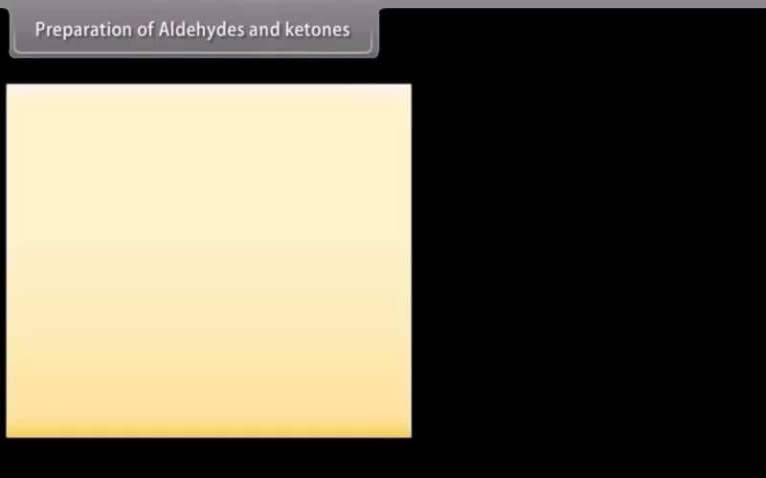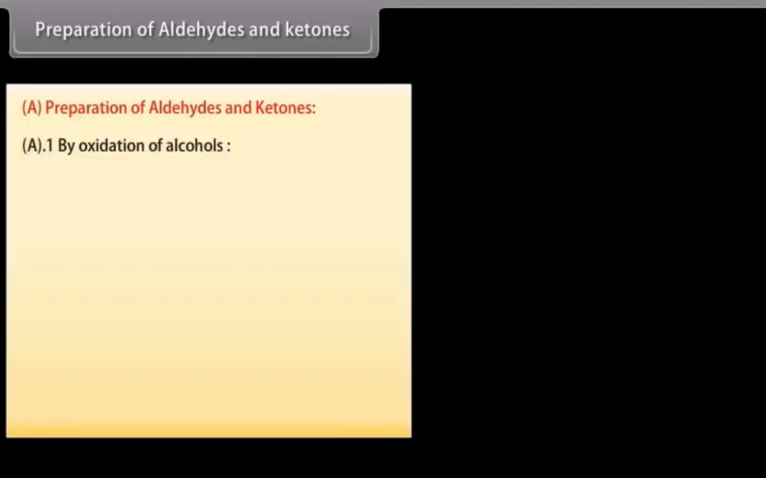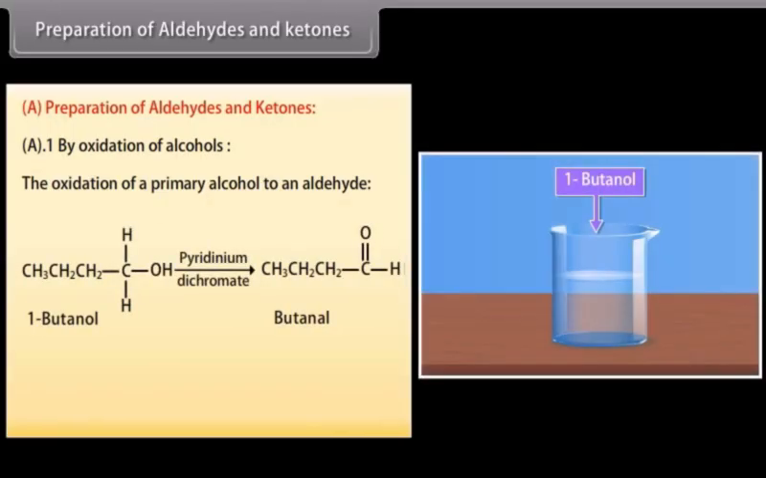Preparation of aldehydes and ketones. By oxidation of alcohols. The oxidation of a primary alcohol to an aldehyde. Butanol is oxidized in the presence of pyridinium dichromate and forms butanal.